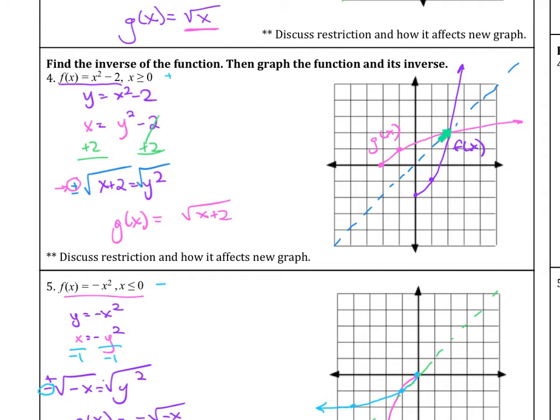Then when you graph, the f of x is here. So you get x squared minus 2. We graph that one, so it's shifted down 2, and we use the pattern.